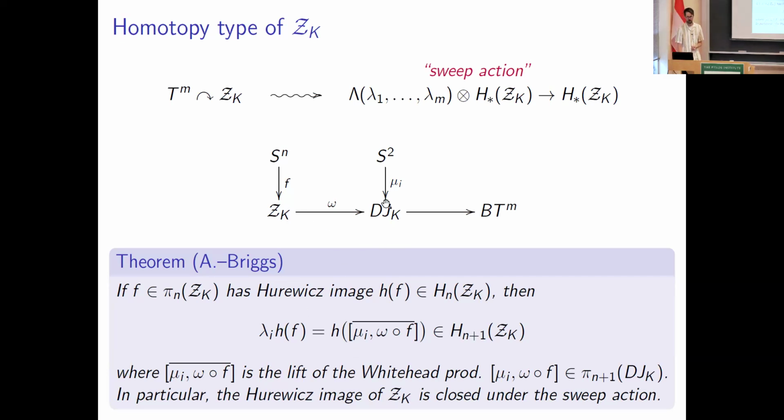So the mu I is also the bottom cell of BTM, or one of the bottom cells of this product of CP infinities over here. So it definitely doesn't lift to ZK. But if I compose f with omega, and then I take the Whitehead product of those two things in here, then that Whitehead product will have to map trivially to BTM since it's an Eilenberg-MacLane space. So you get a lift of that Whitehead product to ZK. And the lift is unique because this fibration splits after looping. So this bracket with a bar over it is the unique lift of that Whitehead product. And I claim the Hurewicz image of that is exactly the sweep out of this homology class, h of f.